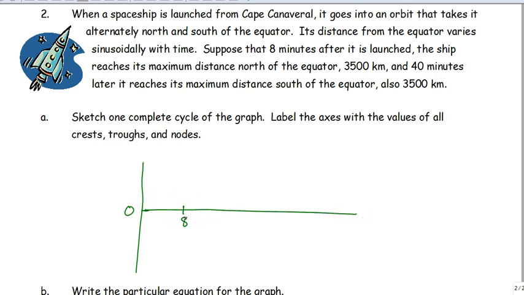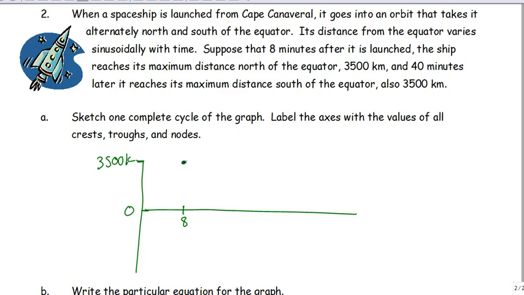8 minutes after the ship has launched. Again, the ship is not necessarily launching at the equator. It's launching somewhere, we don't know. But we do know that the ship reaches its maximum distance north of the equator. So let's call this north of the equator at 8 minutes.